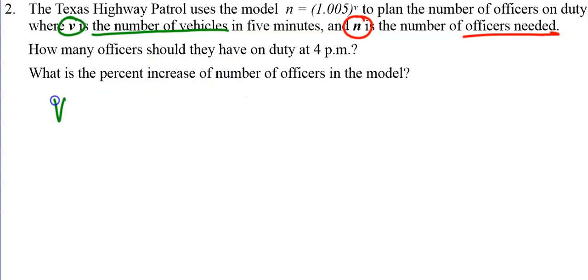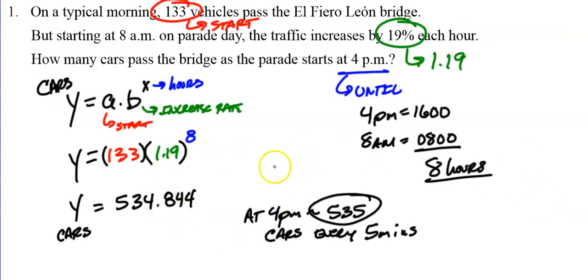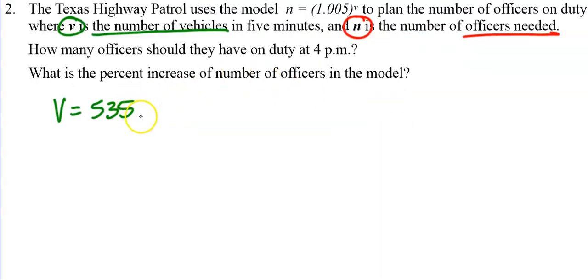And we know that V from the previous problem is 535, because we've already calculated that here. So V is 535, and this is actually f of V is N, just because the function N is a function in terms of V. So f of V is what is actually going to be N. So now we just have to put that in here.